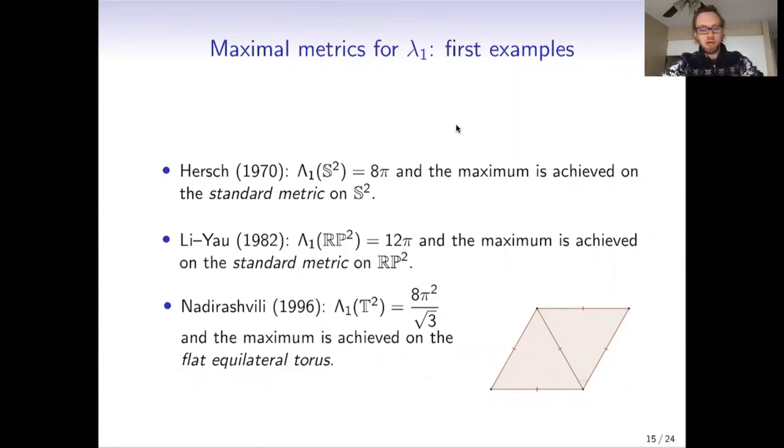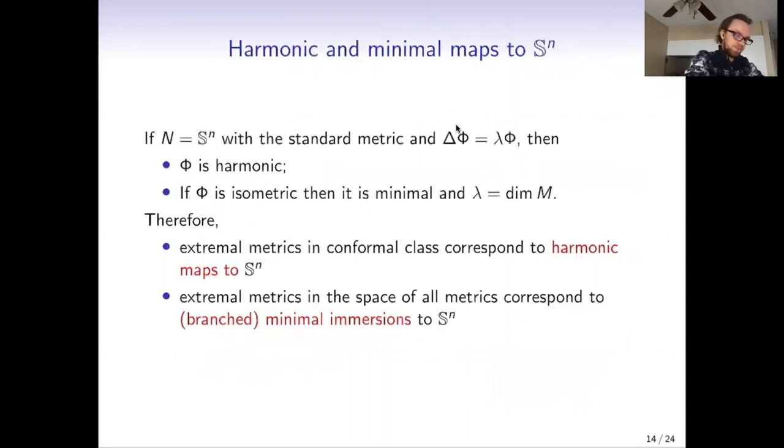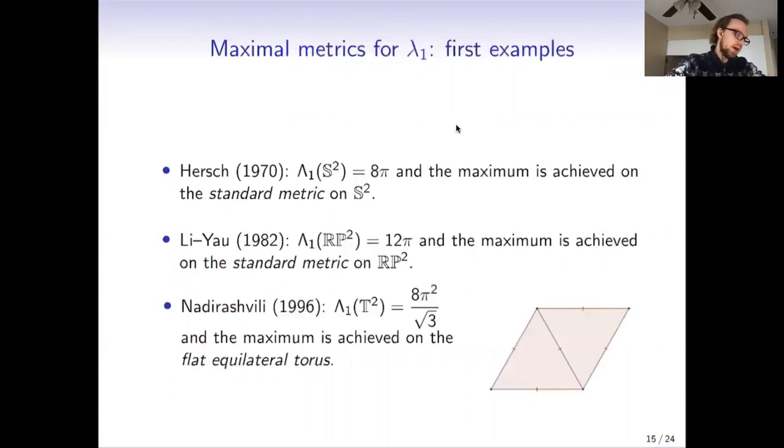So last time we finished off by discussing this fact, right, that extremal metrics in conformal class correspond to harmonic maps, extremal metrics in the space of all metrics correspond to minimal immersions. And we know, as I mentioned, that those are maximal metrics for these corresponding surfaces, so there has to be the corresponding minimal immersion, right? So let's look at the corresponding immersion.